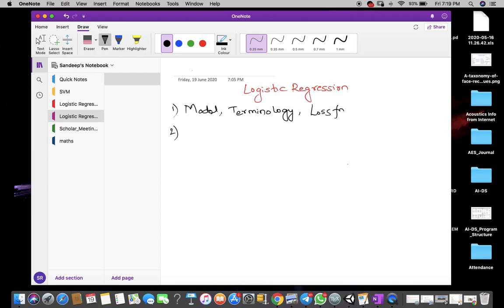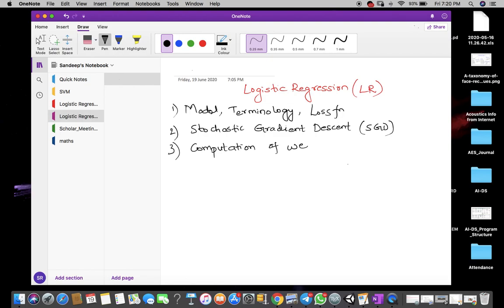Second, I'll discuss stochastic gradient descent, which is shortly called SGD. We call logistic regression shortly LR here. The stochastic gradient descent we discuss because we aim to find the weights of the logistic regression. So the third section is about computation of weights in the logistic regression.